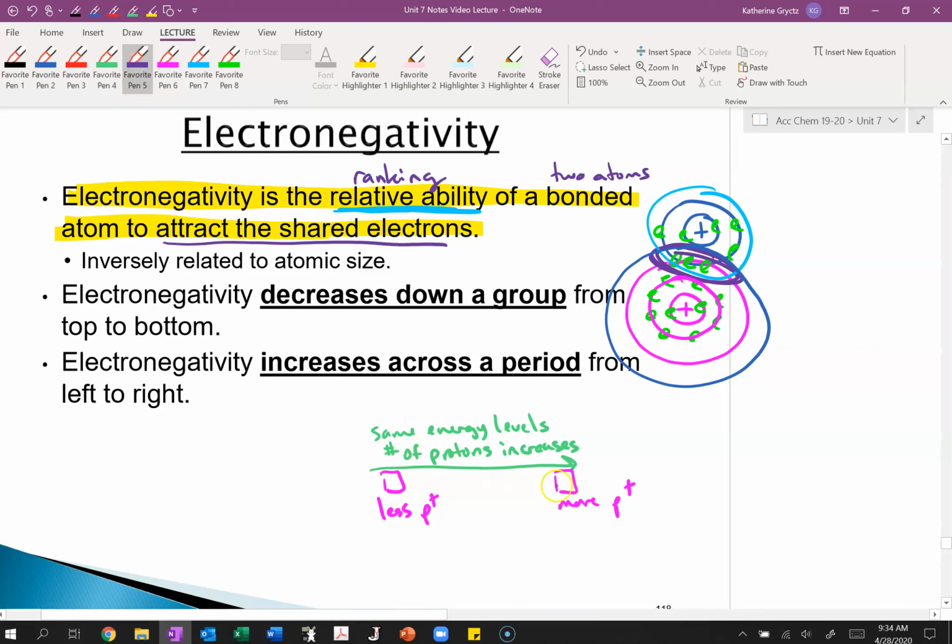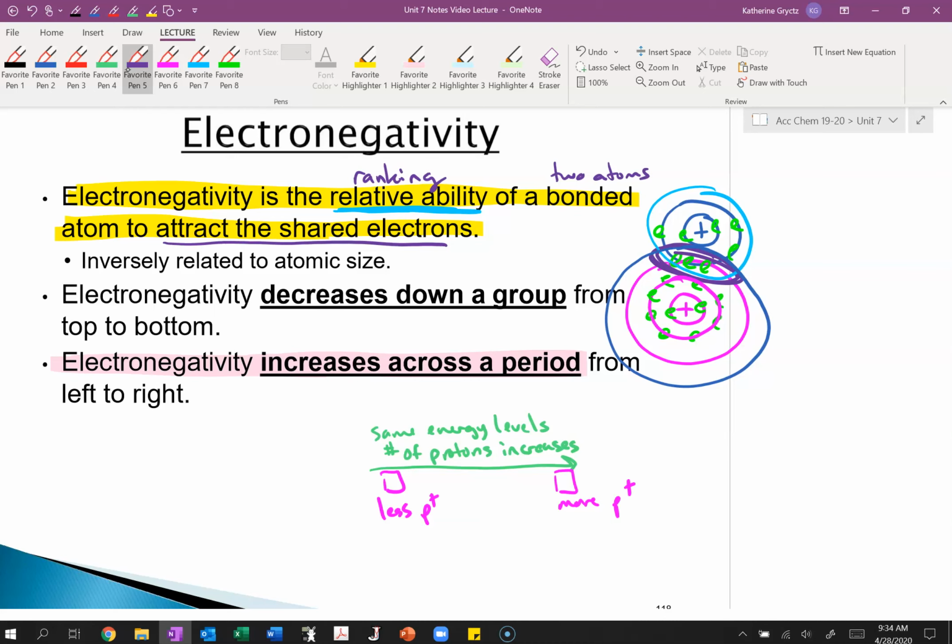So as you go across the periodic table, the more protons generally causes an increased ability to attract shared electrons, the more protons you have. So in general, electronegativity increases across the period because you get more and more protons and you have the same number of energy levels, same number of valence shells, and so those protons attract it more strongly.